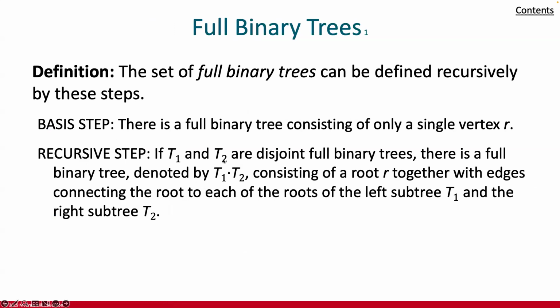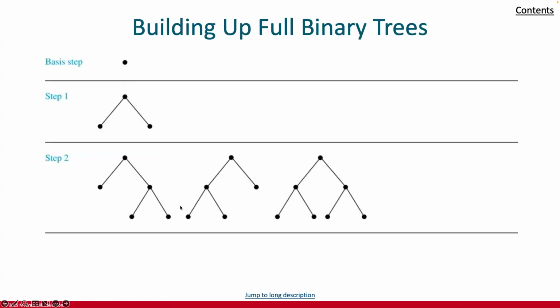The recursive step: T1 and T2 are disjoint full binary trees. There is a full binary tree denoted by T1, T2, consisting of root R together with edges connecting the roots to each of the roots of the left subtree and the right subtree. A binary tree means that it only has 2 children, so you can only have 2 children for each node. If we're going to start to build things out, this is what we do, and this is the full binary tree that we end up with.